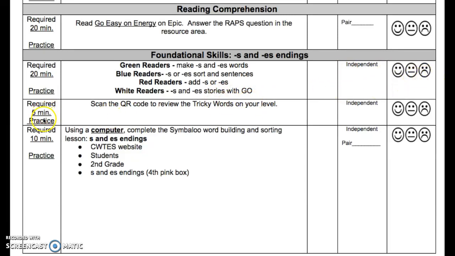The next activity is required for 5 minutes and it is practice. Scan the QR code to review the tricky words on your level. This is independent. Remember to mark your work mode. The next activity is required for 10 minutes. It is practice. Using a computer, complete the Symbaloo word building and sorting lessons S and ES endings. This is on the CWTES website. Under Students, 2nd grade, S and ES endings, it is the 4th pink box. This can be done independent or with a pair. Remember to mark your work mode.